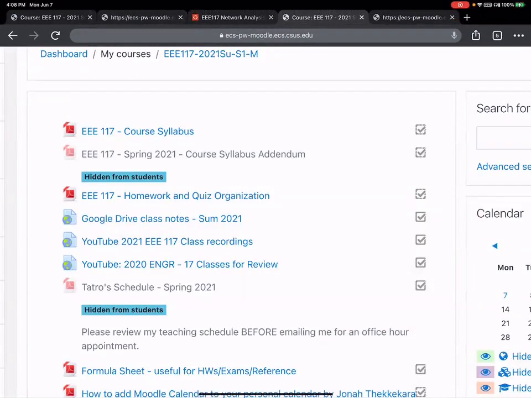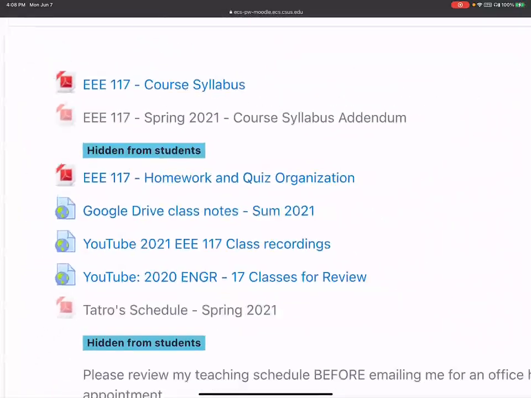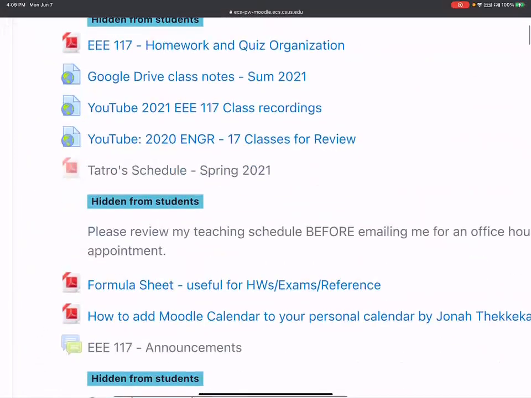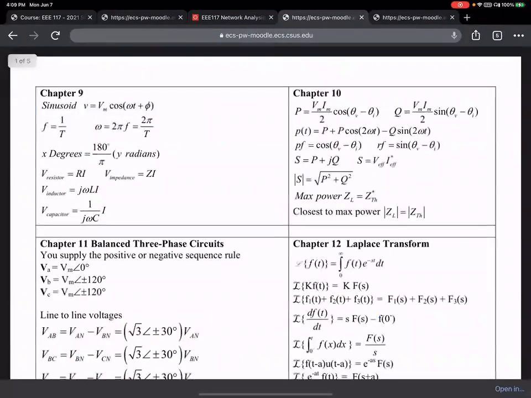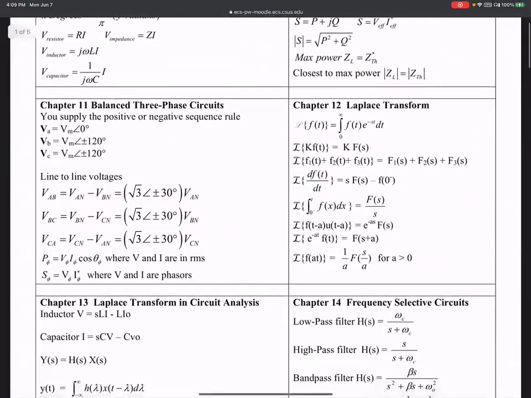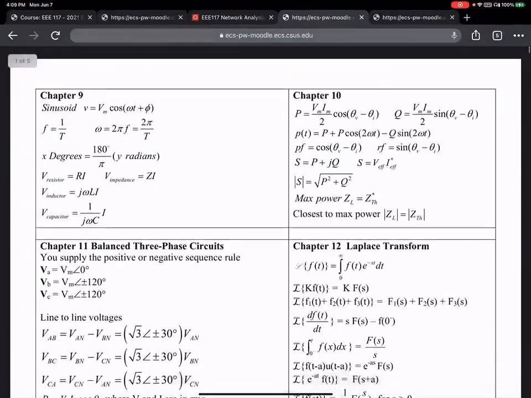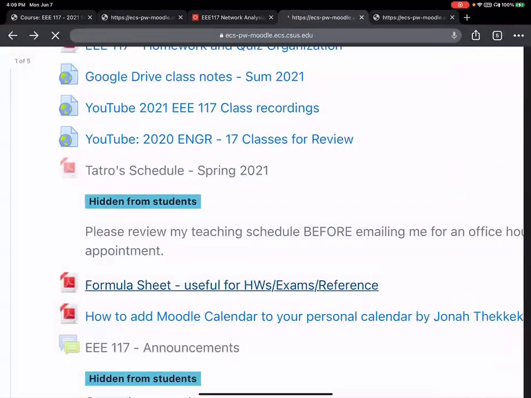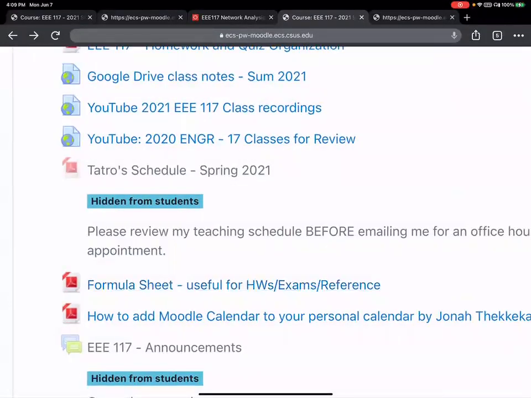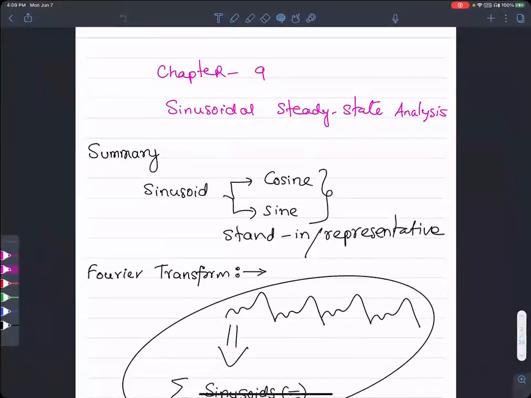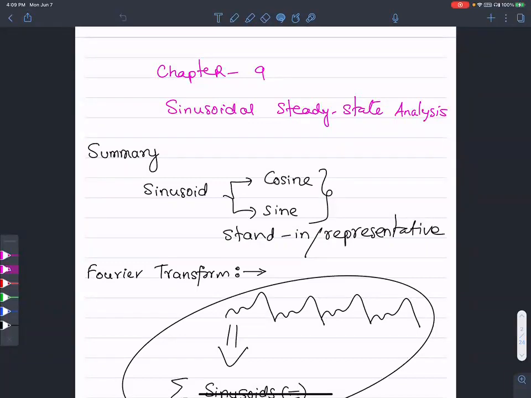What else? Let's see, there is a link here that says formula sheet, on Moodle again, so that you can use that for your homeworks, for your exams, for your quizzes. Just to let you know that such a resource is available. Okay, that's it. Any questions, comments, concerns? Okay, all right, let's do this.